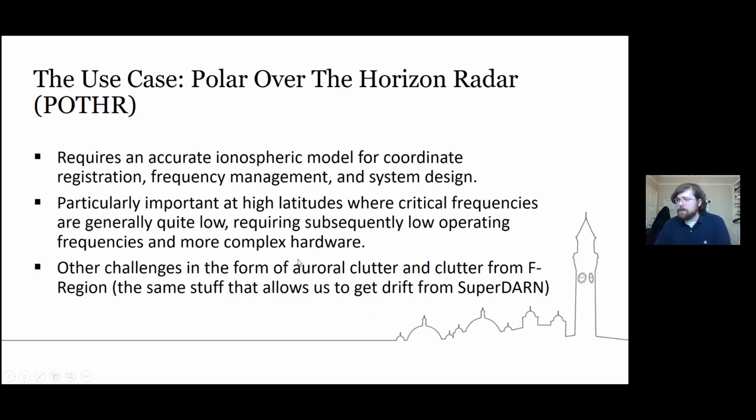There are other challenges like auroral clutter and clutter from the F region that I'm not going to talk about here, but they're also a substantial challenge. So our main priority was in this component here: coordinate registration, frequency management, and system design.